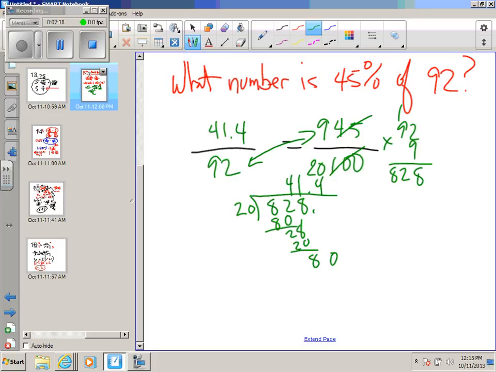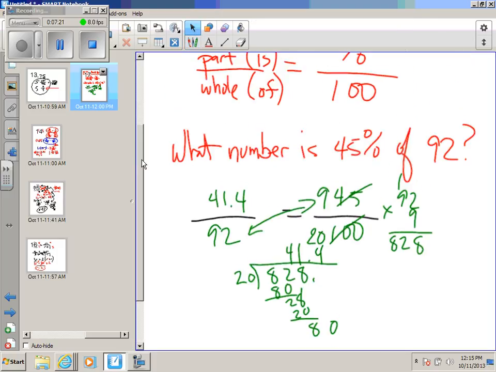Can you estimate and make sure that you're somewhat close? Sure, Mr. Lorette. Of course you can. 45% is really close to what well-known percent? 50%, which is half. What happens if you cut 90 in half? What do you get? 45. Is your 41.4 close enough to 45, where you'd say, yeah, that makes sense? Yes, you can have a decimal. Why? Are these fractions? Which means you're comparing two values.